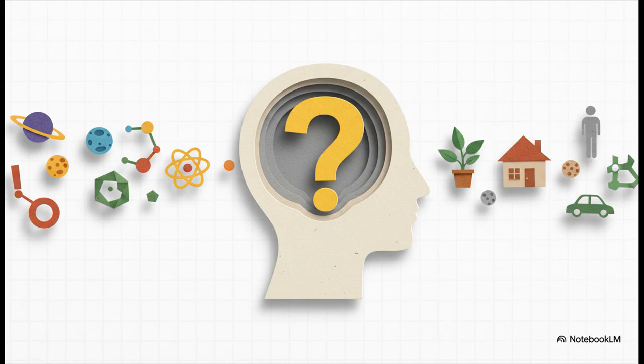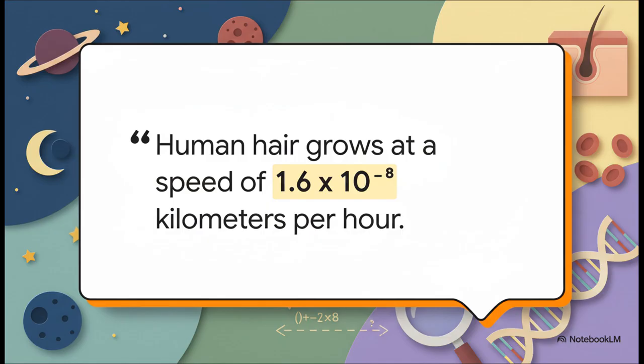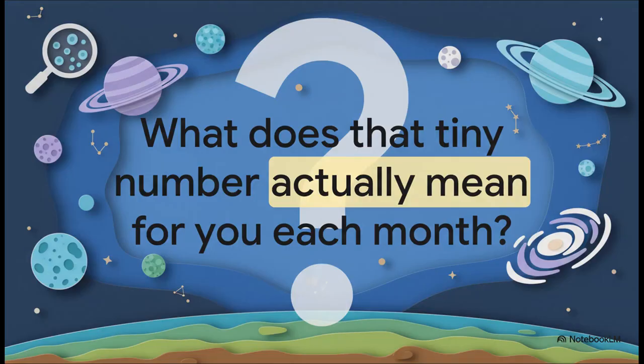Okay, so this is great for cleaning up our notebooks, but is it actually useful in real life? Oh, absolutely. Let's look at an example that's, well, surprisingly close to home. So, get this. Your hair grows at a speed of 1.6 times 10 to the negative 8 kilometers per hour. I mean, what does that even mean? It's such a tiny number, it's pretty much meaningless to us, right? So, how can we make it make sense? What does that abstract number actually look like in a way we can actually understand?